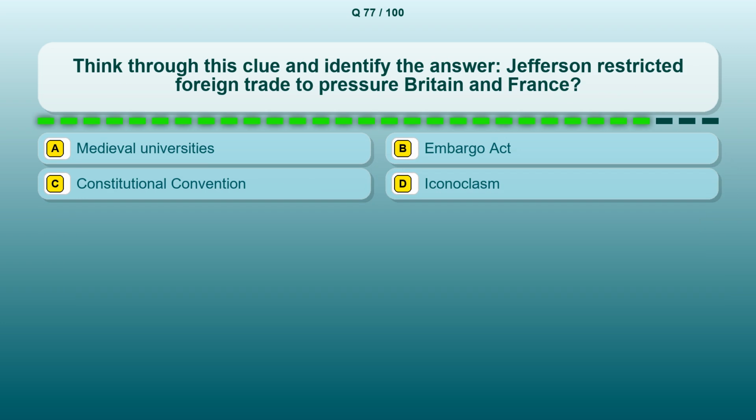Question 77. Think through this clue and identify the answer. Jefferson restricted foreign trade to pressure Britain and France. Option A, medieval universities. Option B, Embargo Act. Option C, Constitutional Convention. Option D, iconoclasm.